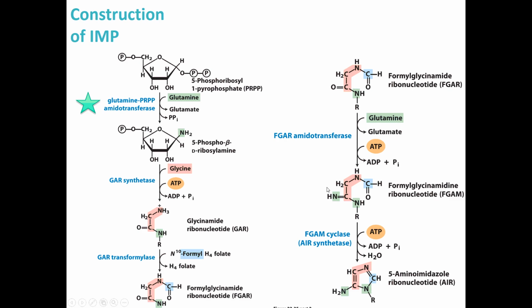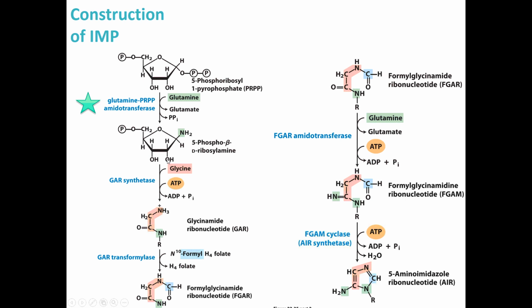So let's take a look, starting with our PRPP that we just produced. We're going to incorporate a nitrogen by the donor glutamine using the enzyme glutamine PRPP aminotransferase to produce our first product that is exclusive to purine biosynthesis. The glutamine PRPP aminotransferase is the committed step of this reaction. Now that we've incorporated this nitrogen, this molecule is destined to become a purine.